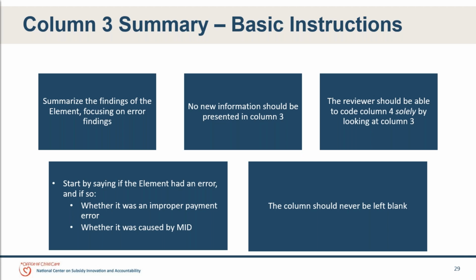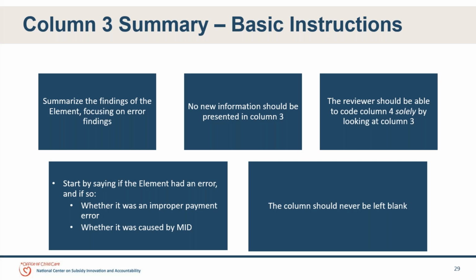And again, if you are not really familiar with the record review worksheet, I know some of us probably have it kind of burned in our heads, but others, maybe you're kind of new to this, you might want to take a look at the record review worksheet, the different columns, so you can follow along a bit. But the purpose of column 3 of the record review worksheet is to summarize the findings for that element, and particularly the error findings. We don't want to see anything new coming up in column 3. Again, everything should be based off of the column 2 analyses. And also the reviewer should be able to code the items in column 4 solely by looking at 3.